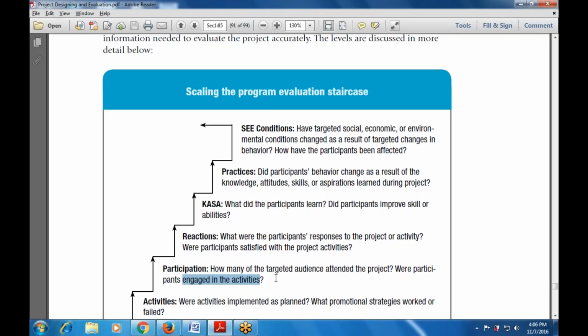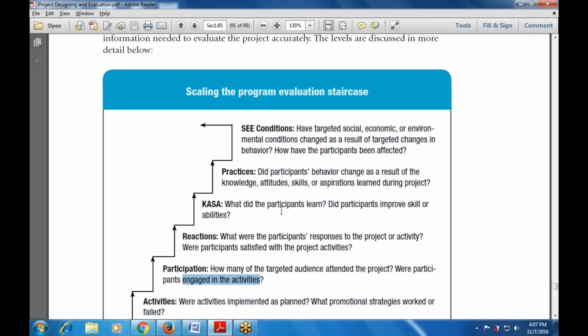So first part is the SEE condition, that is used with the conditions of the SE. The next one is the practices, whatever the practices that are used over here. The next one is the CASA, whether the participants learned, or what did the participants learn. Then reactions, in the sense of the main reaction to the project activity carried out with the staircase evaluation. The next one is the participants, whosoever is the audience attending the project.